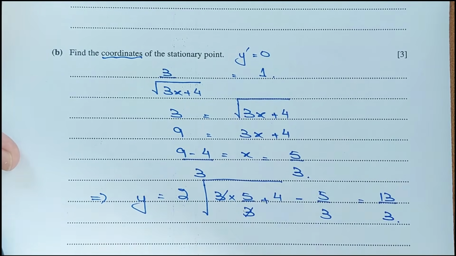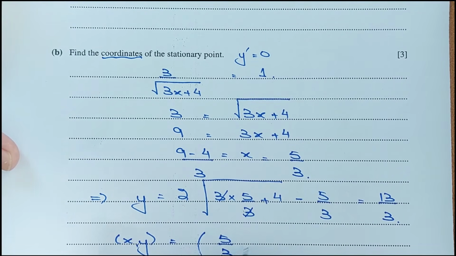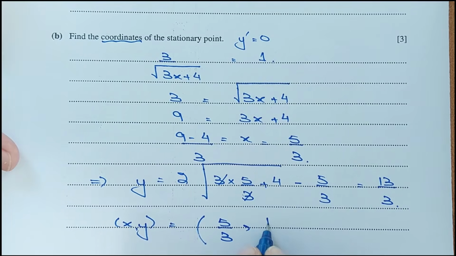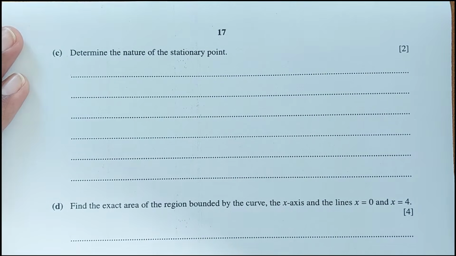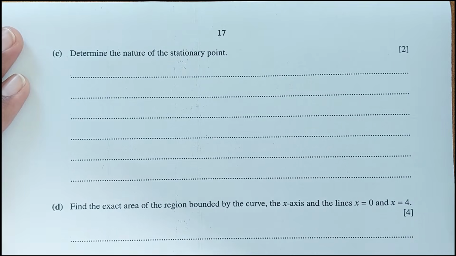So we can say that the coordinates of the stationary point, the xy coordinates, are 5 over 3 and negative 13 over 3. Now for part C, determine the nature of the stationary point.